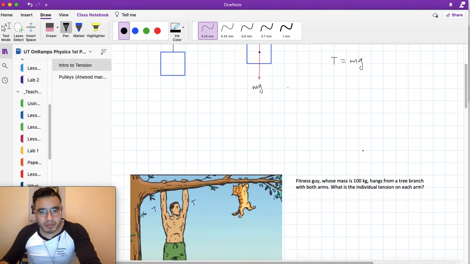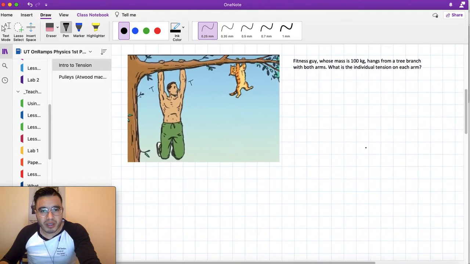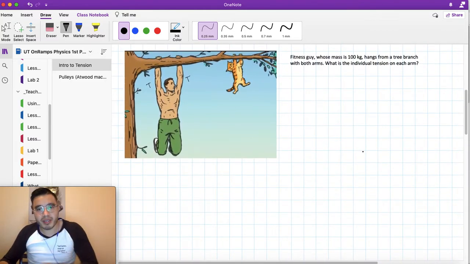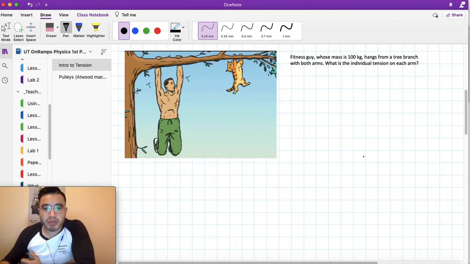Now let's look at a different, slightly more complicated example. It says, fitness guy, whose mass is 100 kilograms, hangs from a tree branch with both arms. What is the individual tension on each arm? One thing to be mindful of is we have tension on each arm. Now, based on symmetry, the weight of fitness guy will be equally distributed between both arms. So the tension will be the same, okay?